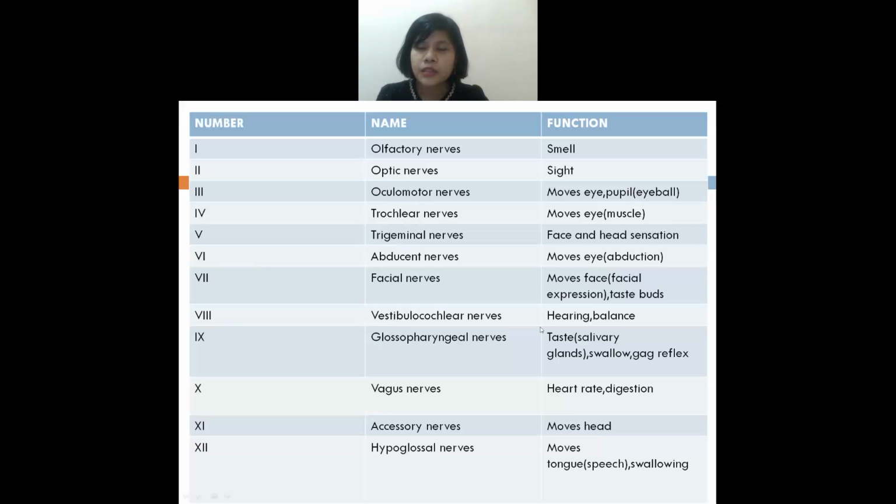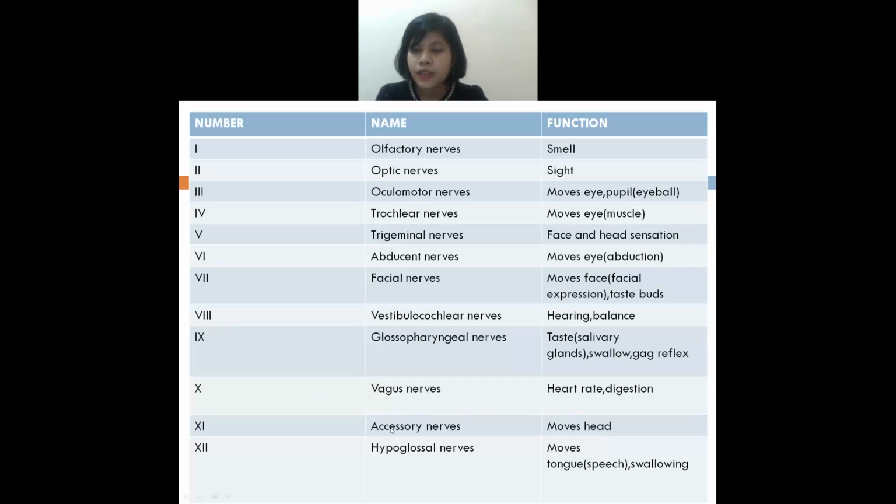And again, the next is vestibulocochlear nerves. The vestibulocochlear nerves, they help you in what? They help you in hearing as well as in balancing. Next is glossopharyngeal nerves. The glossopharyngeal nerves, they help you in what? They help you in tasting, which is in your salivary glands. They help you in swallowing as well as gag reflex. Gag reflex means your esophagus port will automatically open. Next is vagus nerves. The vagus nerves, they help you in what? Heart rate, that is cardiovascular system. They help you in maintaining your cardiovascular system as well as digestion.